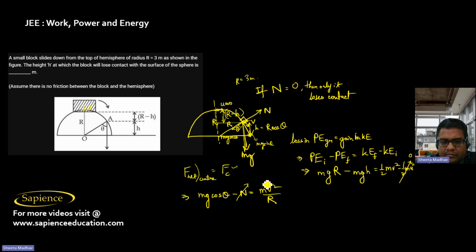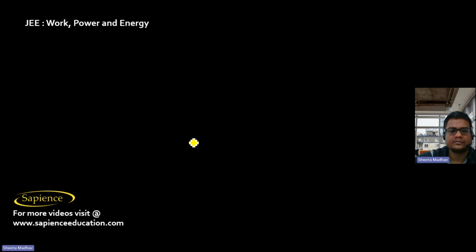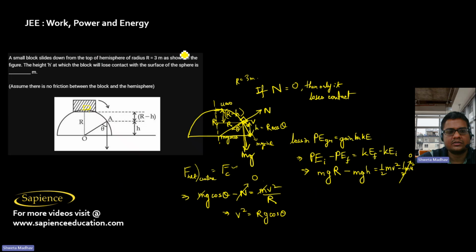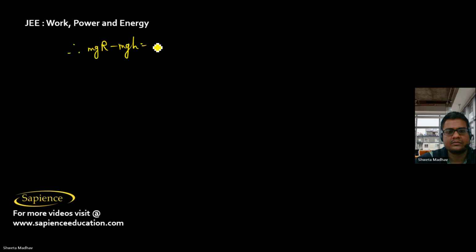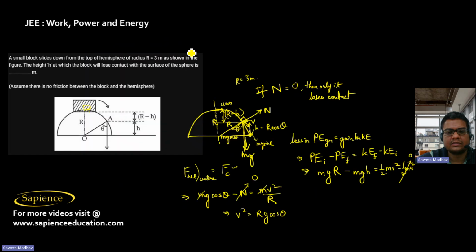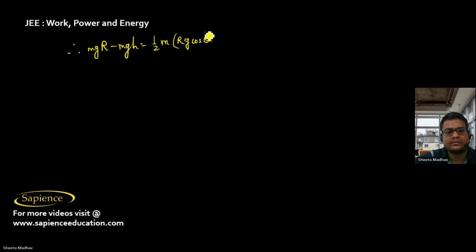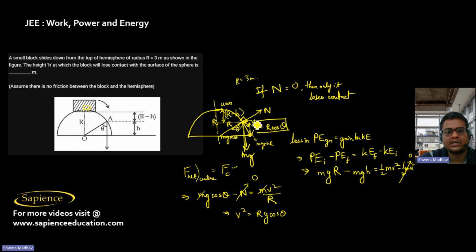So N will be 0. There it will lose contact. So m will cancel. So v square equal to rg cos theta. Now this height we have to find out. So now therefore mgr minus mgh is equal to half mv square. V square is rg cos theta. Now r cos theta we told is equal to the height h.